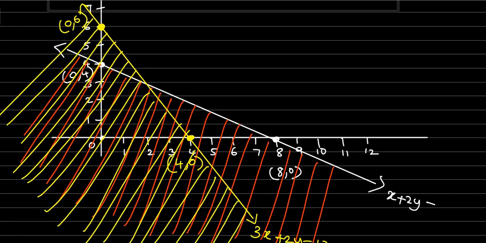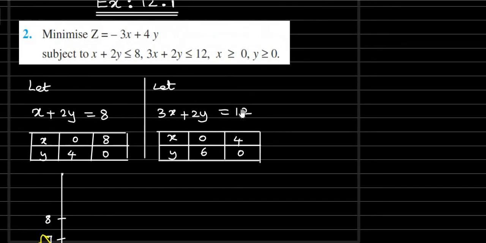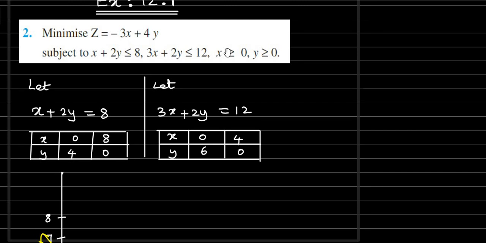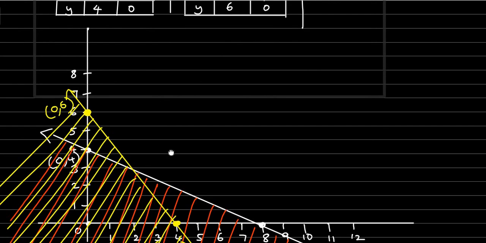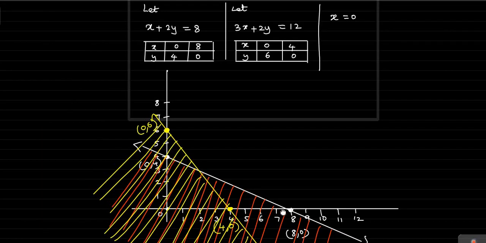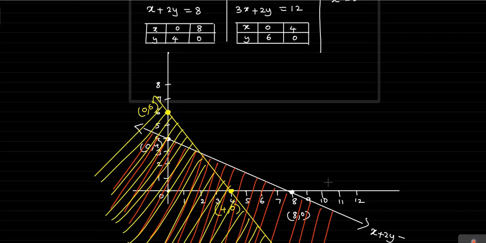Okay, done. Now the third inequality. What is the third one? x greater than or equal to 0. That means let's convert it to an equation, like how we have done for the first two. x equal to 0. What is the x equal to 0 line? Basically it is the y axis. Only on the y axis will the x coordinates be 0, right?